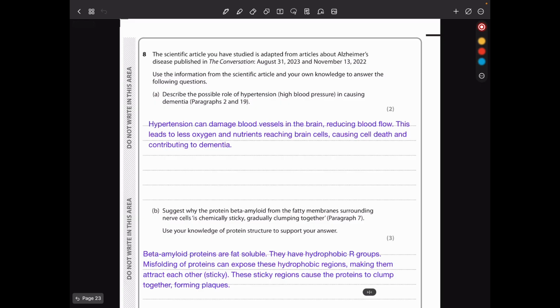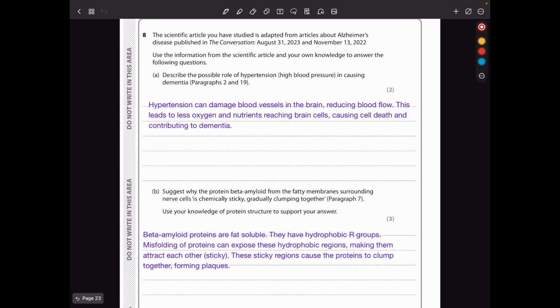So now we can begin question 8. This is a scientific article you have studied, adapted from articles about Alzheimer's disease. Use the information from the scientific article and your own knowledge to answer the following questions. The first says, describe the possible role of hypertension in causing dementia.